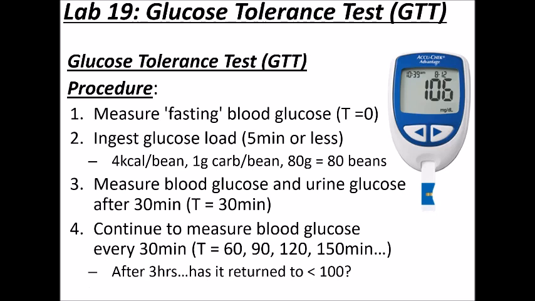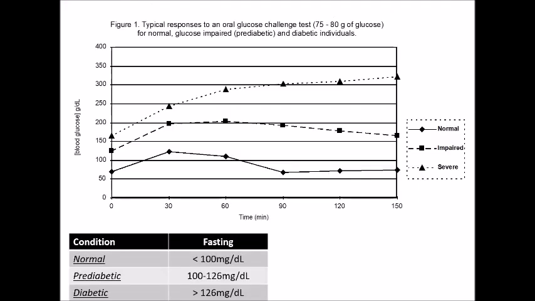We then measured the blood glucose and the urine glucose after 30 minutes, and continued to measure the blood glucose every 30 minutes for the next couple hours. A normal test would have the expectation that the blood glucose started out below 100 fasting, between 70 and 99, and returned to that level sometime within 3 hours.